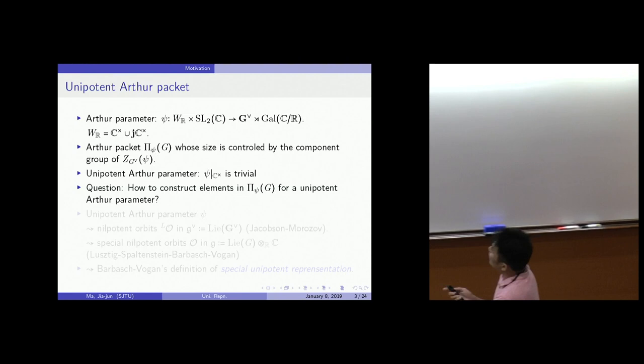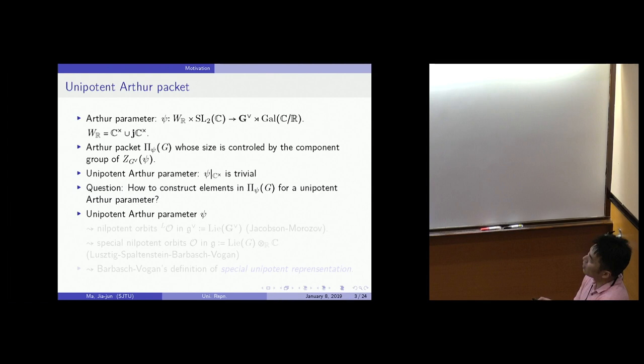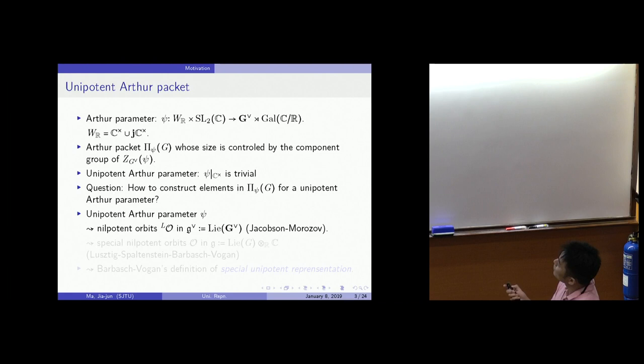It's actually quite a difficult question. To construct this packet, I think you need a character identity to convince people that this is the correct packet. On the other hand, the parameter is more or less a map from SL2C to the dual group. So from the Jacobson-Morozov theorem, from this SL2C map to the L group, you will have a nilpotent orbit O-check in the Lie algebra of the dual group.